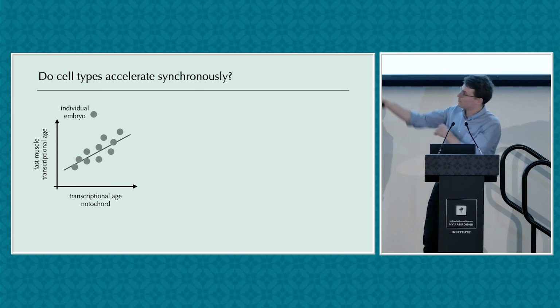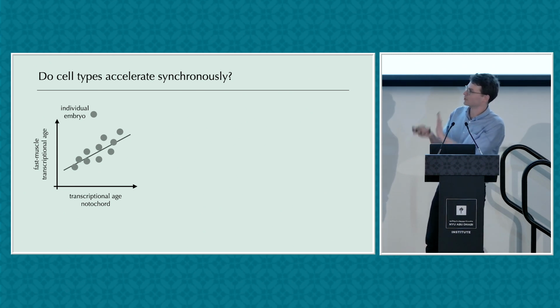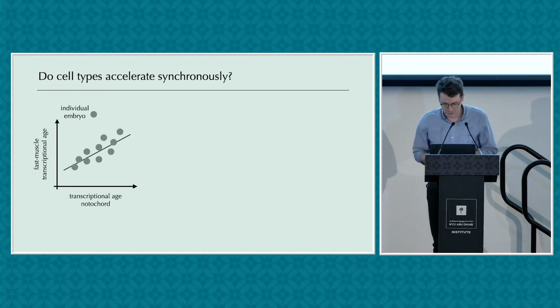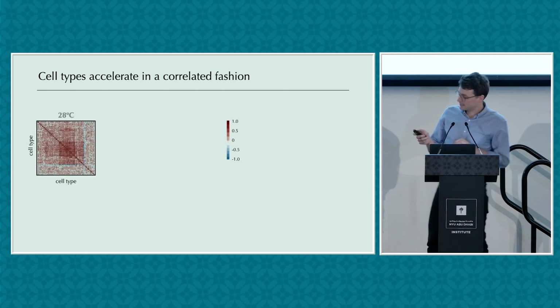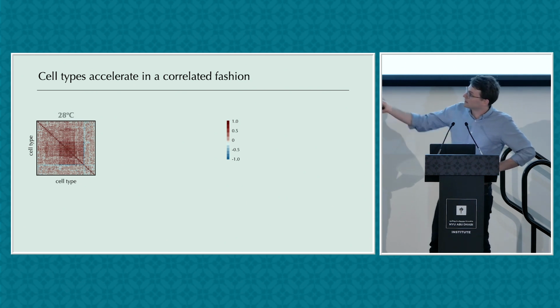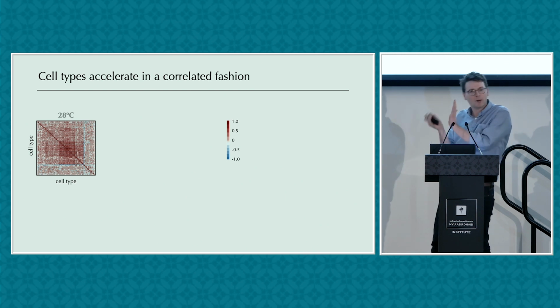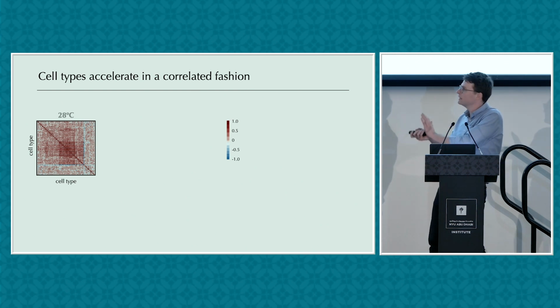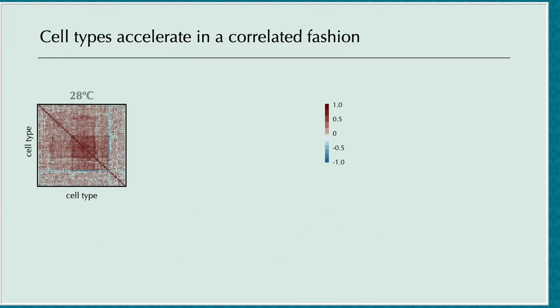And so if this correlation is positive, then these cell types are coordinated. And yeah, you would expect most cell types are coordinated. And thankfully, that's what you see. So this is the normal temperature. And this is a heat map showing the pairwise correlation between every cell type in the fish with every other cell type. And it's very red, which means things are very coordinated.